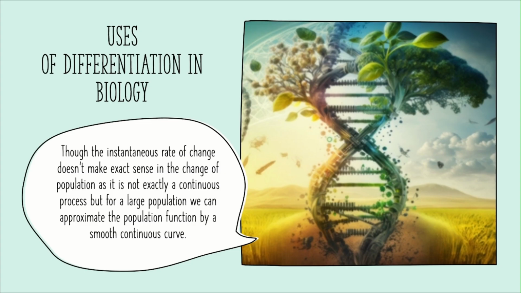The uses of differentiation in biology. Though the instantaneous rate of change does not make exact sense in the change of population, as it is not exactly a continuous process, for a large population we can approximate the population function by a smooth continuous curve.